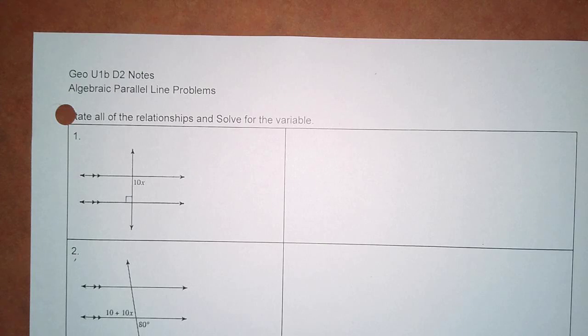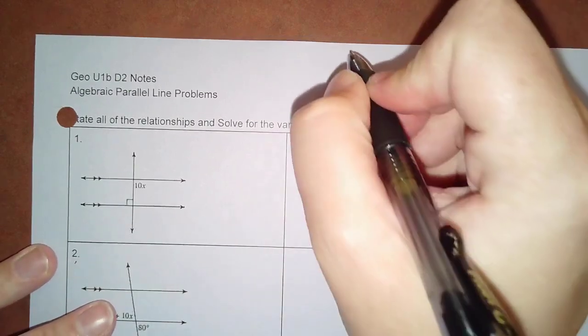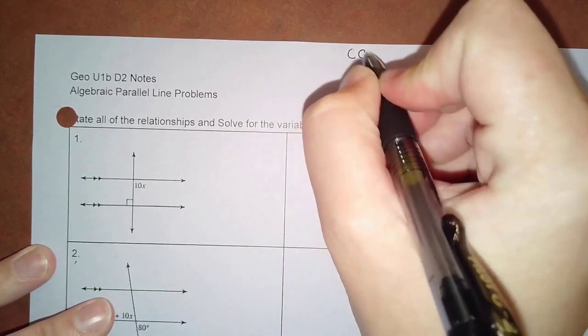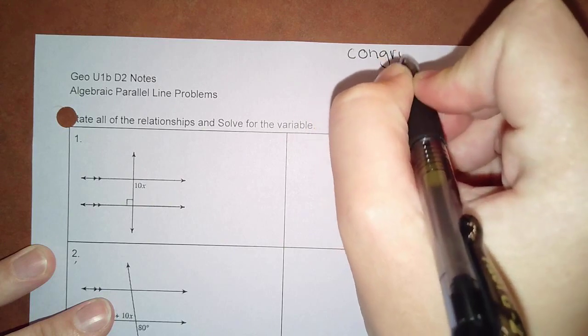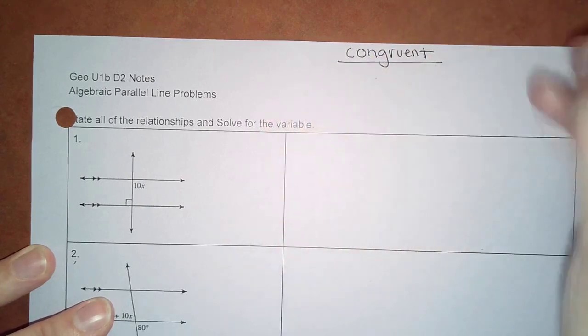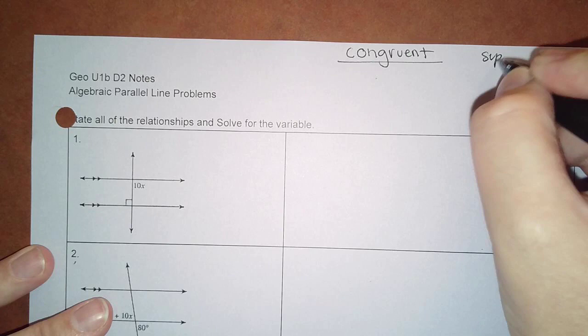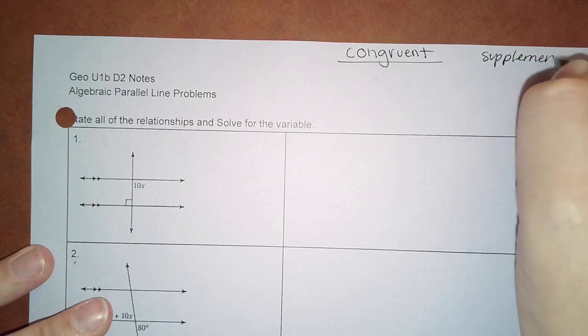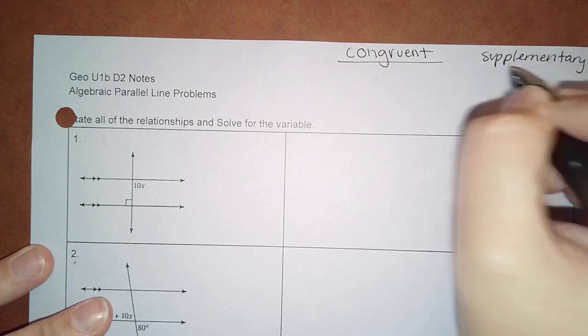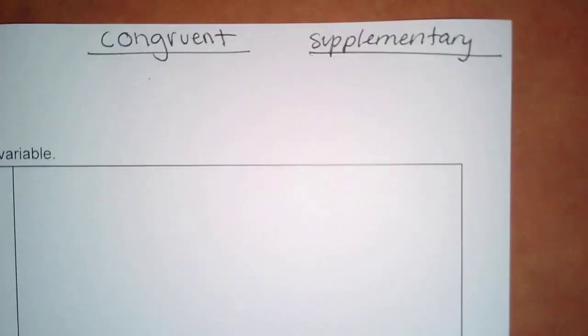So day 2 notes is all about the algebra behind these parallel line relationships. Before we get into that, let's identify the relationships we have that are congruent and the relationships that we have that are supplementary. There are 4 congruent relationships and 2 supplementary relationships.